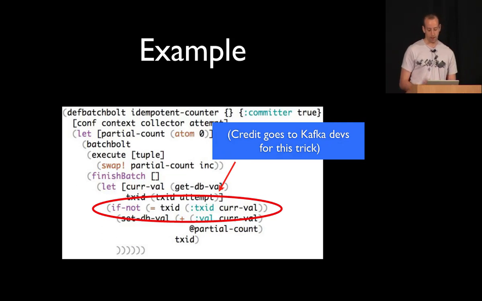Cool. And just a shout out, I got the idea for this trick from the Kafka developers. It's a really cool trick. And I think Storm takes this idea of storing the transaction ID in the database and doing a strong ordering to its extreme conclusion.